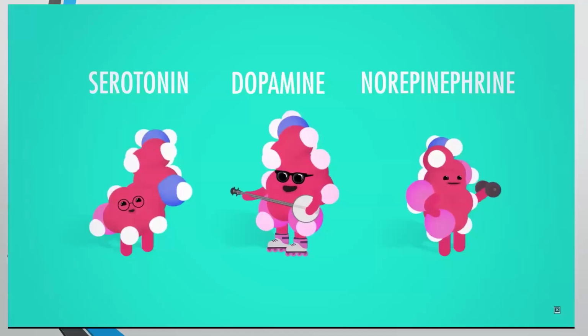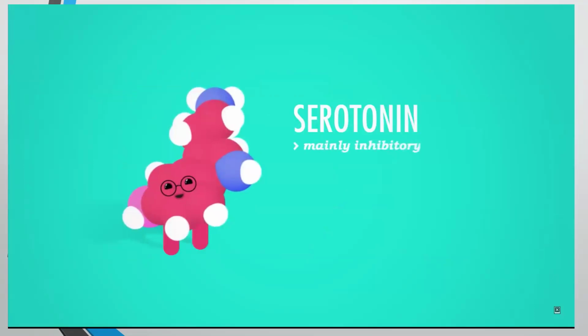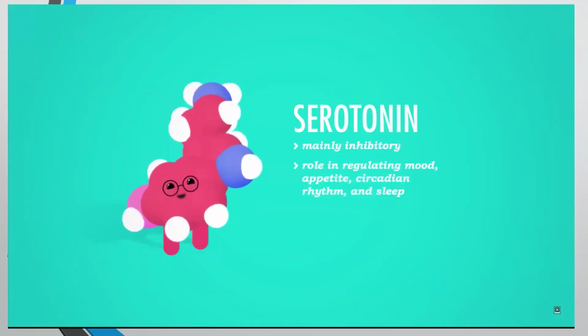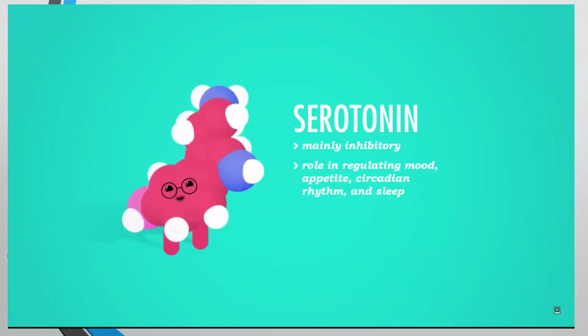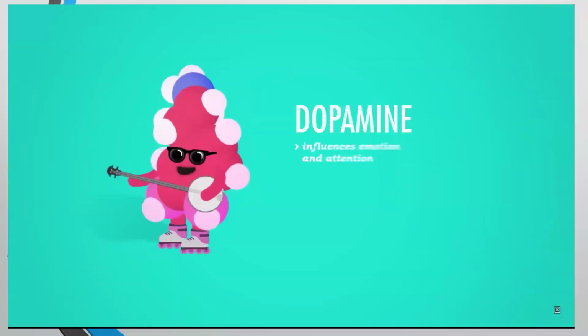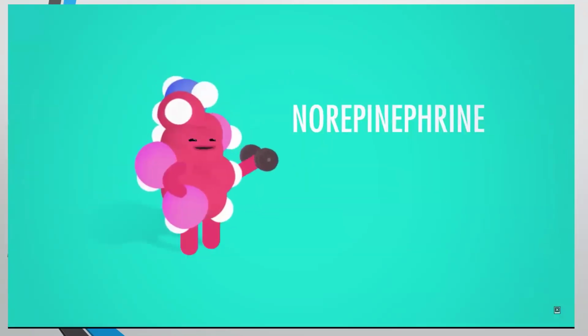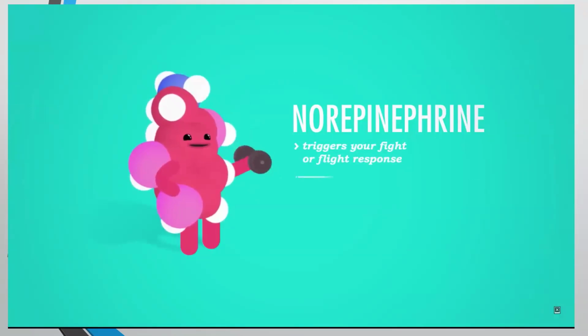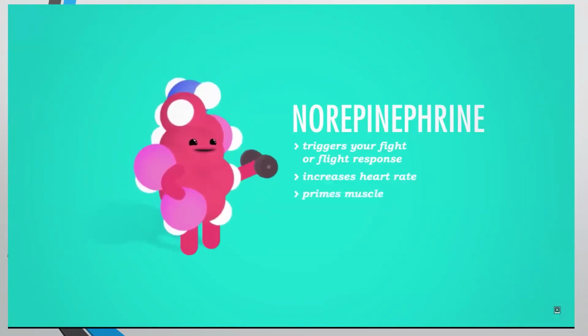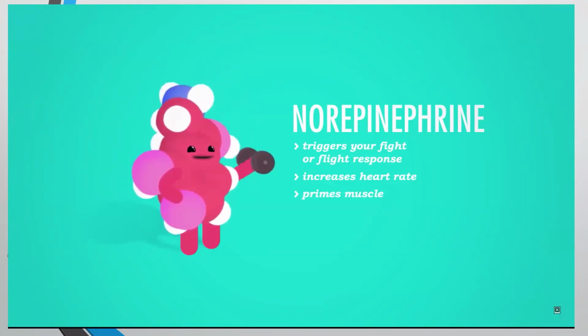Once it hits your bloodstream, it targets 3 major neurotransmitters: serotonin, dopamine, and norepinephrine. Serotonin is mainly inhibitory and plays an important role in regulating mood, appetite, circadian rhythm, and sleep. Some antidepressants can help stabilize moods by stabilizing serotonin levels. And when you engage in pleasurable activities like hugging a loved one or having sex or eating a really great donut, your brain releases dopamine, which influences emotion and attention, but mostly just makes you feel awesome. Finally, norepinephrine amps you up by triggering your fight or flight response, increasing your heart rate, and priming muscles to engage, while an undersupply of the chemical can depress a mood.